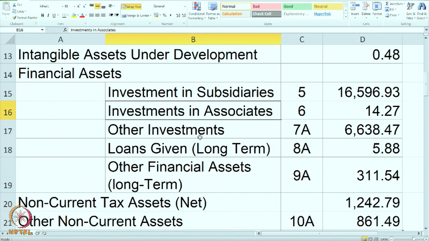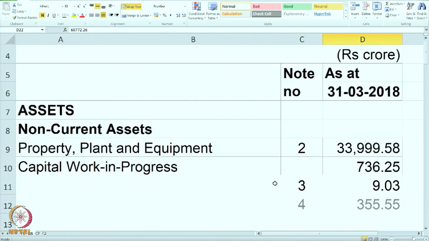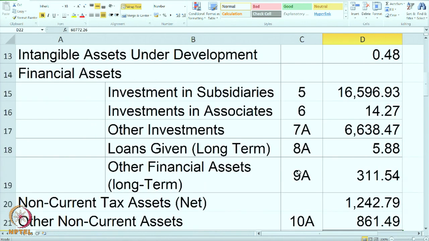Investment in associates, other investments, then loans given and other financial asset. This is more refined and more latest terminology used by the bigger companies. So have a look at this balance sheet carefully. Then non-current tax assets. So these are mainly deferred tax assets for which they have not given any note, but the total amount is given. And then other non-current assets, which is 861. So at this stage you get the total of NCAs.